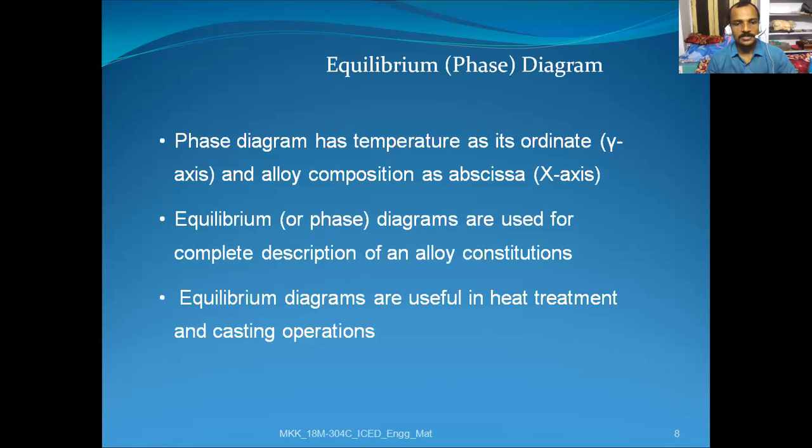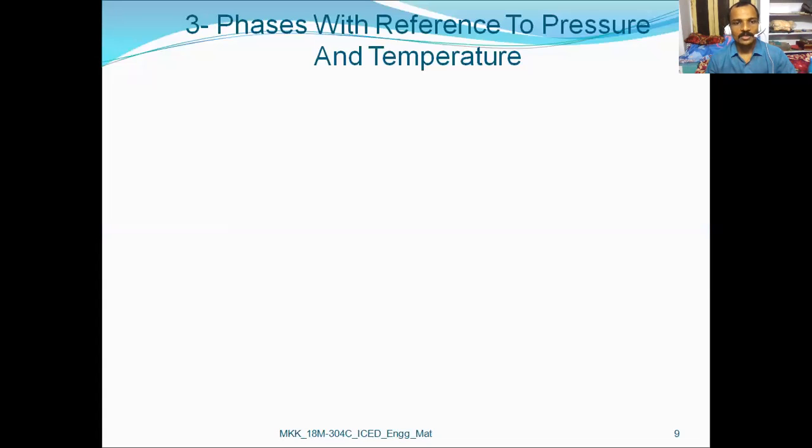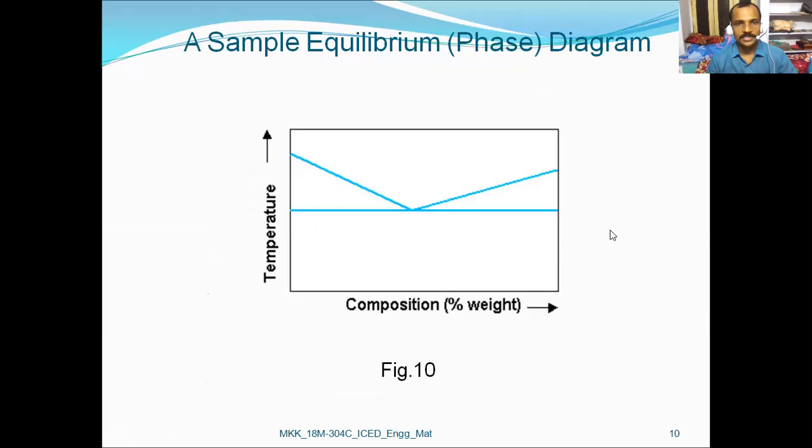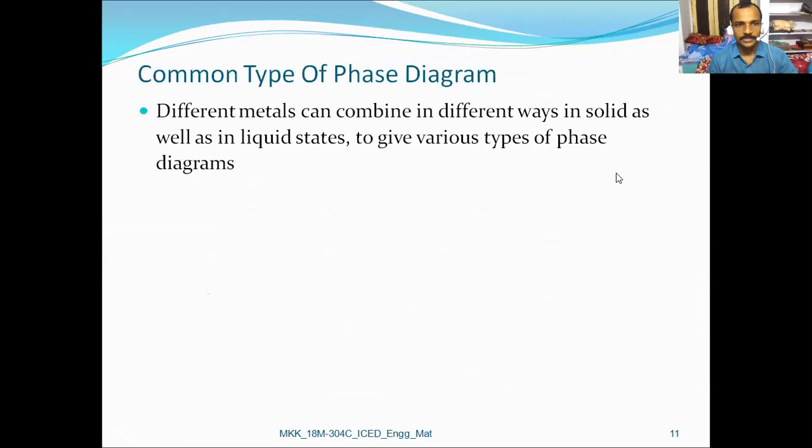So we have also discussed the different diagrams with the three phases. Here in this particular diagram, this is a triple point. This is the gas phase, vapor; liquid phase, water; solid phase, ice, at pressure and temperature comparison. So this is a sample equilibrium diagram, composition on the x-axis, temperature on the y-axis. So this is the equilibrium state generated.